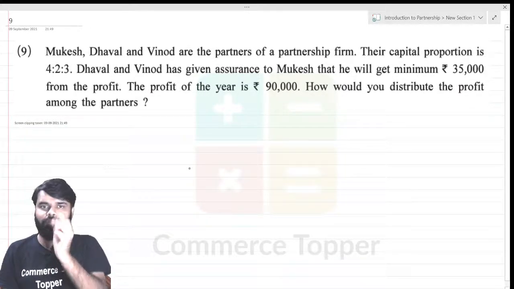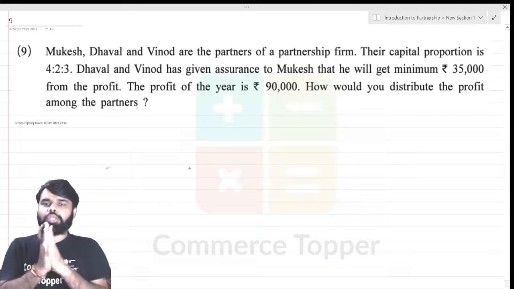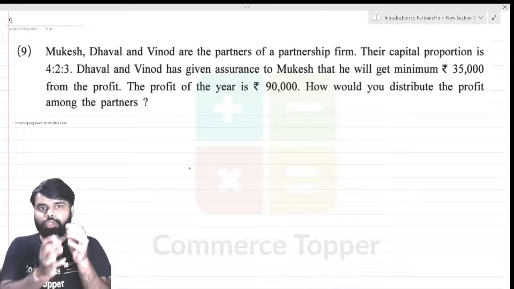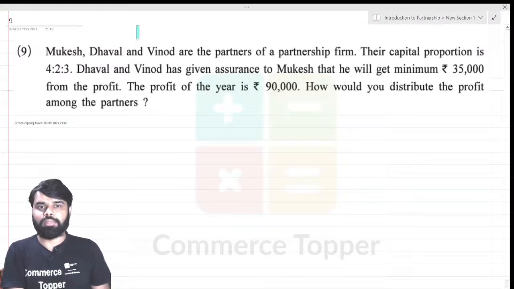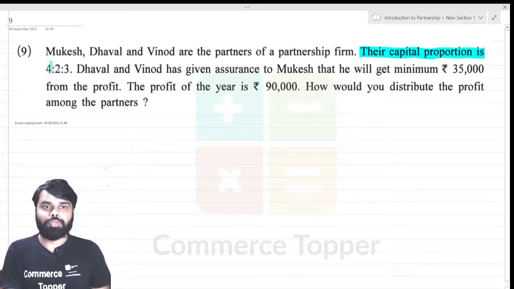Mukesh, Dhaval and Vinod are the partners of a partnership firm. Their capital proportion is 4:2:3. But here there is a red signal. Their capital proportion is 4:2:3.